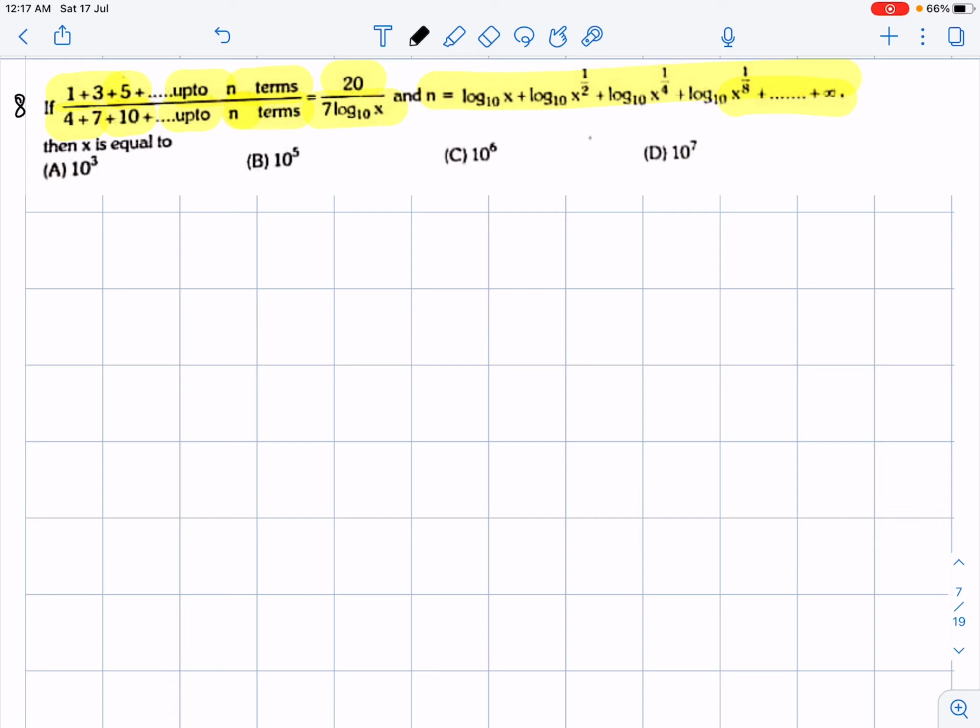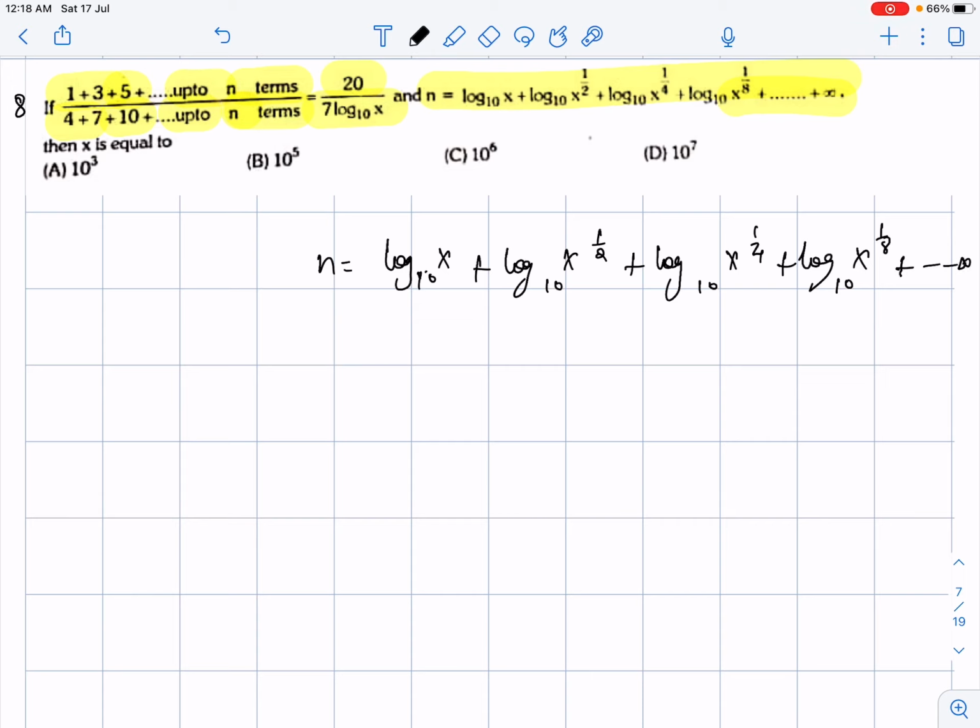To solve such a question, first and foremost I have to compute the value of n, and n is given to us as log of x base 10 plus log of x to the power 1 by 2 base 10 plus log of x to the power 1 by 4 base 10 plus log of x to the power 1 by 8 base 10 goes on up to infinity. We already know one law of logarithm, that log a plus log b is equal to log ab, and if we have three terms, log a plus log b plus log c will be log abc, and so on. The same will be done by us.